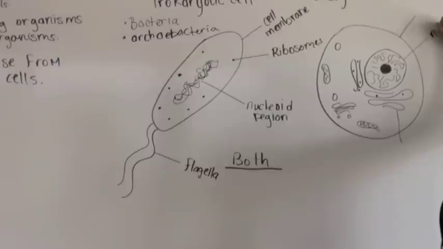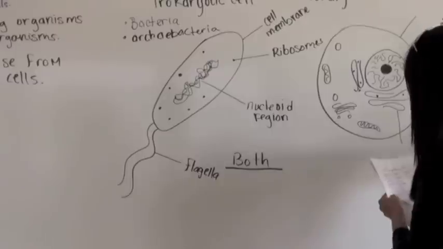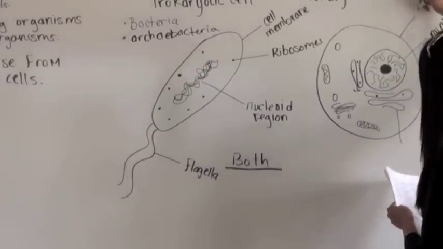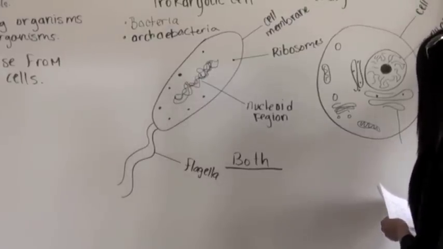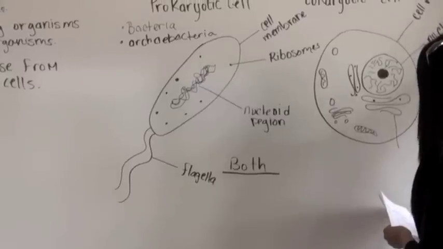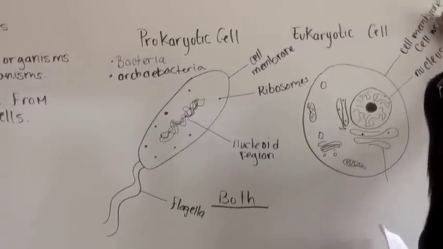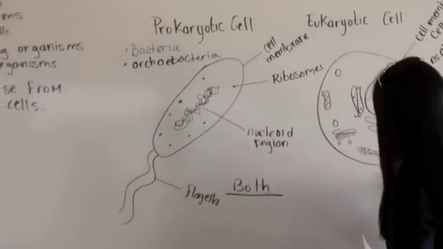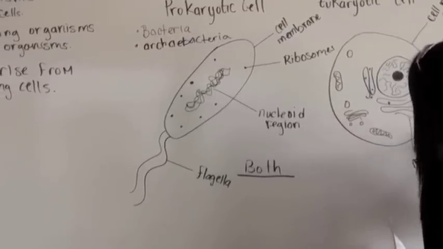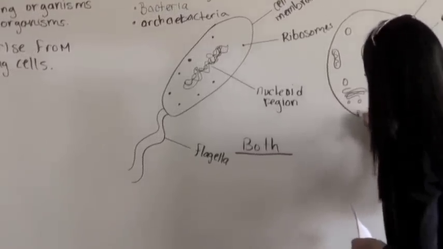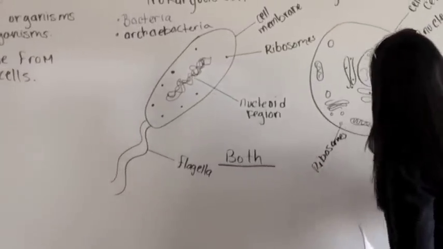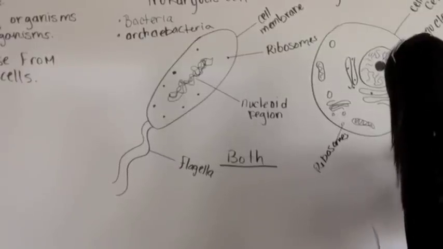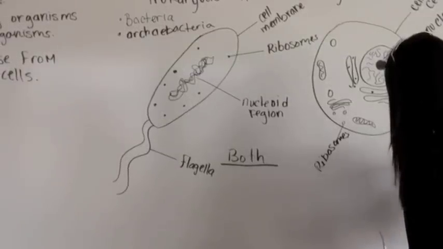So we have a nucleus. And then we have a cell membrane and a cell wall. And we have membrane-bound organelles.